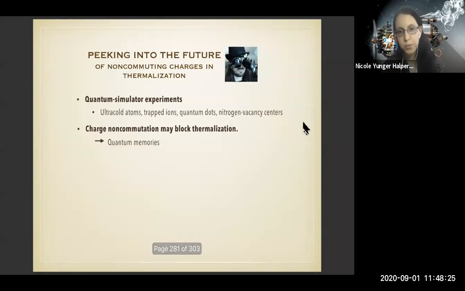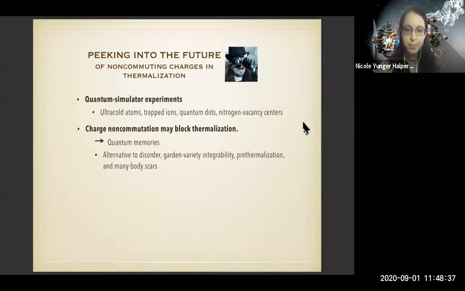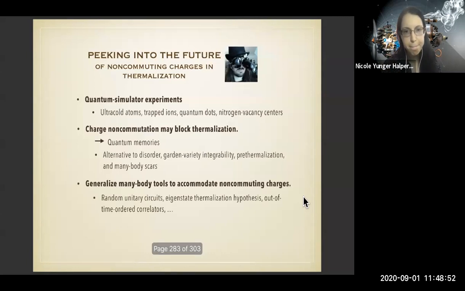That would be useful in quantum memories. We need materials that retain information about their initial conditions if we want to build quantum computers. From a perspective that's more of fundamental physics, we now know of one, two, three, four mechanisms that can block thermalization in quantum many-body physics. Non-commuting conserved charges might provide another mechanism.